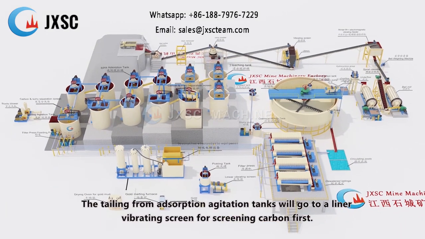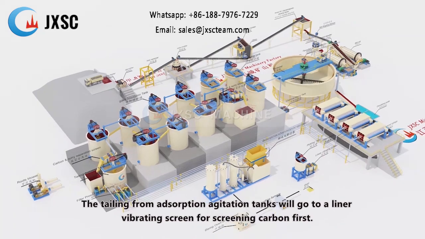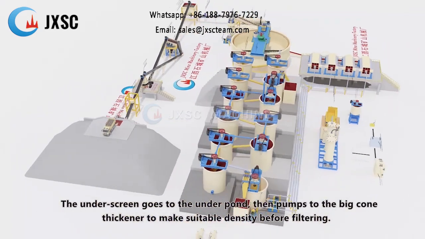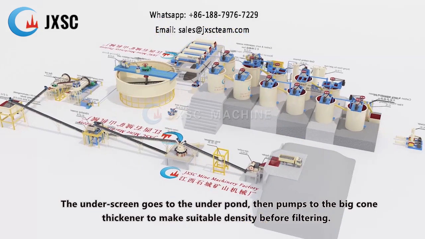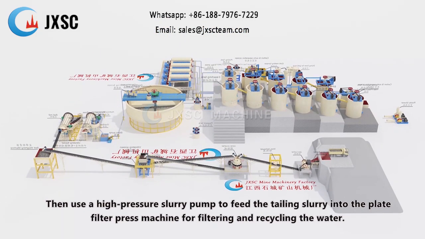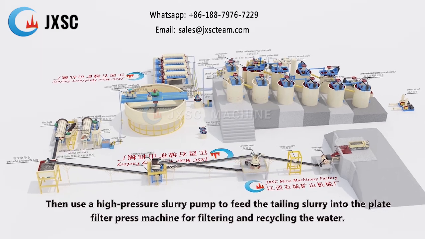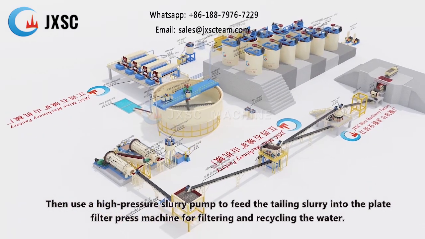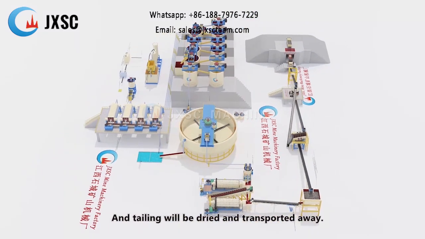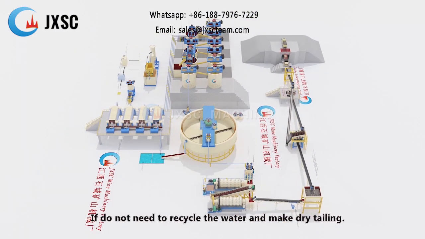The tailing from the adsorption agitation tanks will go to a linear vibrating screen for screening carbon first. The underscreen goes to the underpond, then is pumped to the big cone thickener to reach a suitable density before filtering. Then a high-pressure slurry pump feeds the tailing slurry into the plate filter press for filtering and recycling the water. The tailing will be dried and transported away.